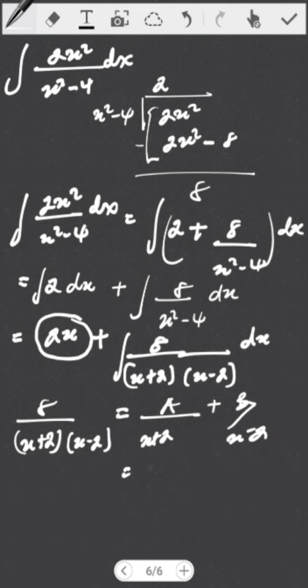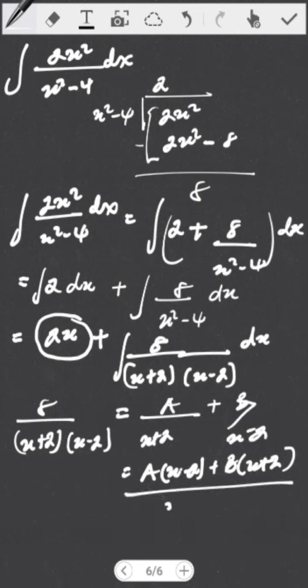Therefore, this would be a into x minus 2 plus b into x plus 2, all of this all over x plus 2 into x minus 2. So for general equivalency, I'll be comparing 8 with the numerator, of which the numerator I'm having a into x minus 2 plus b into x plus 2.